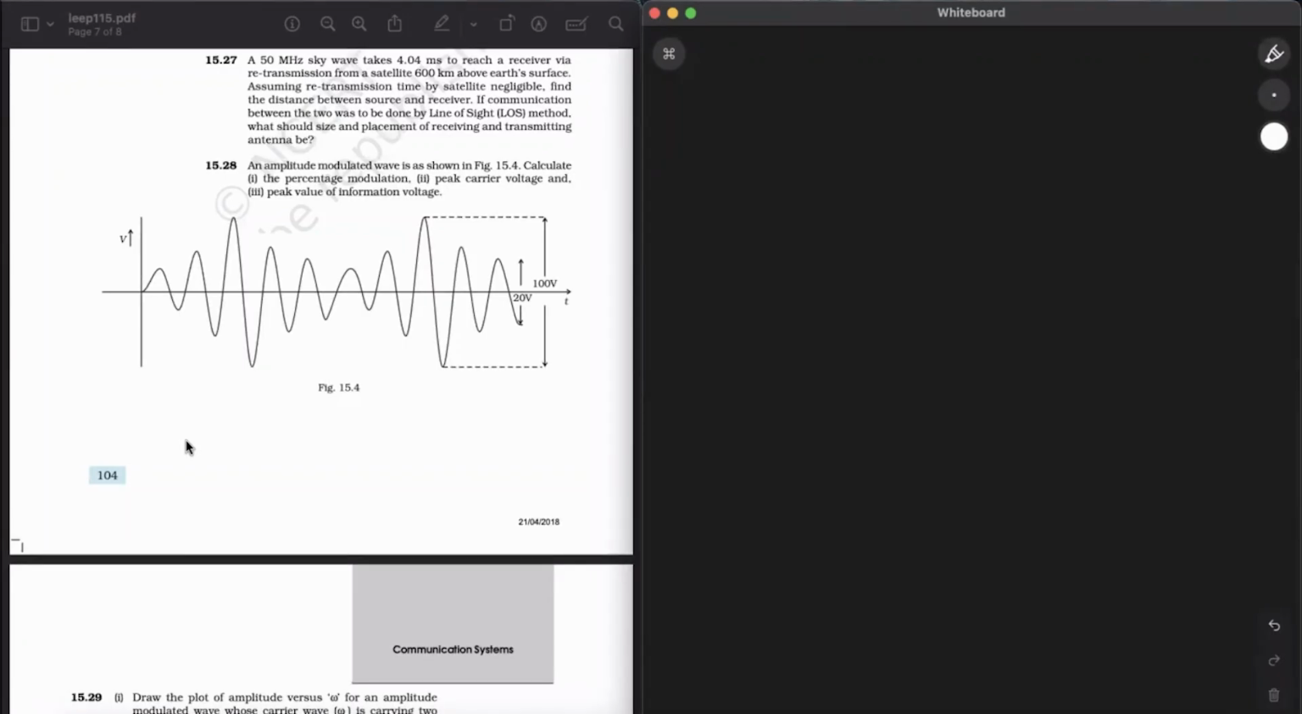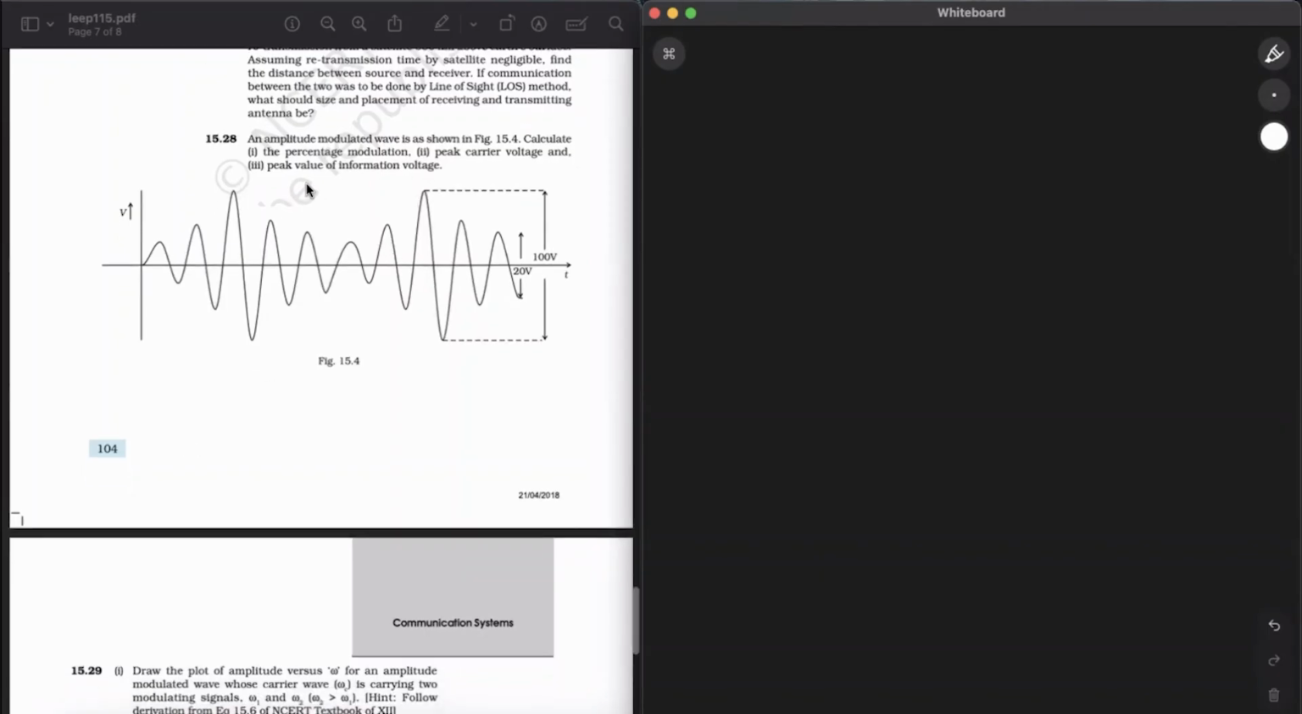Okay, so the next question is question number 28. An amplitude modulated wave is shown in the figure. Calculate the percentage modulation, first of all, the peak carrier voltage and the peak value of information voltage. Okay, so from the figure, we can see that Vmax is how much? That is 100 volts, so Vmax will be 100 by 2. Vmax is measured entirely from the base upwards. Understood? Why are we dividing it by 2? Because the distance between the topmost and bottommost point is 100. So Vmax will be 100 by 2, equal to 50 volts.